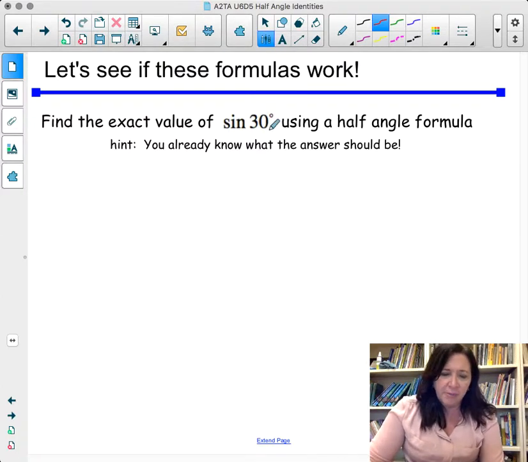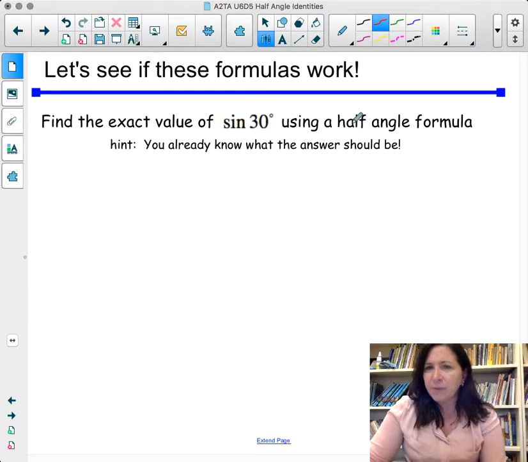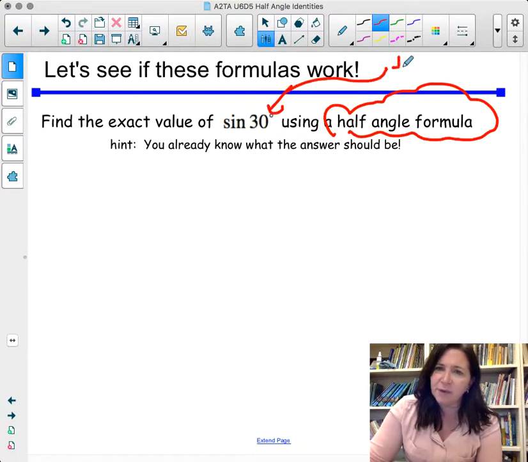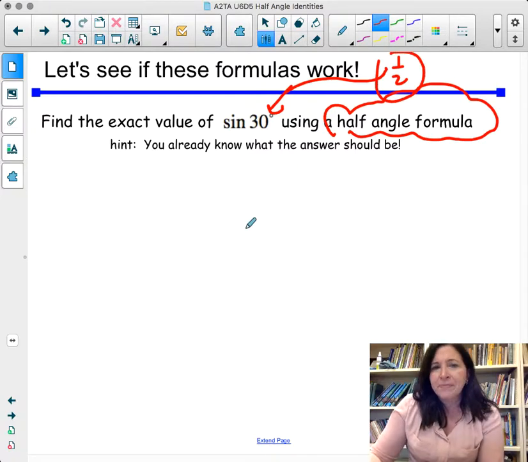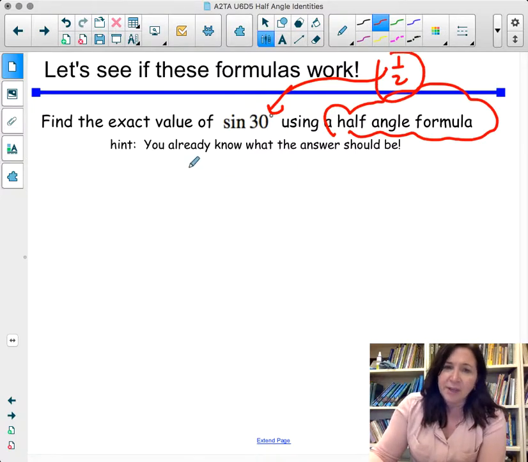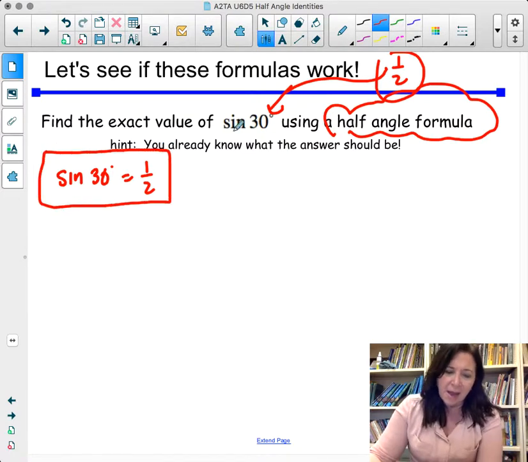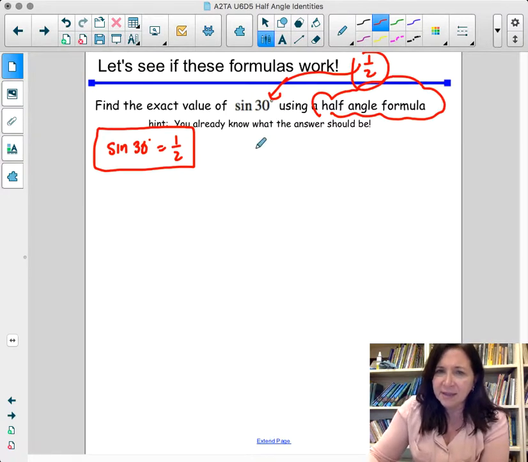So our job is to find the exact value of sine of 30 degrees. Now remember, this is a half angle formula. We already know what sine of 30 degrees is. The sine of 30 degrees is a half, so my final answer will be a half. That being said, let's prove it, okay? So we know that sine of 30 degrees is equal to 1/2. We're going to put that away and come back to that. We're going to use a half angle formula to get to that.